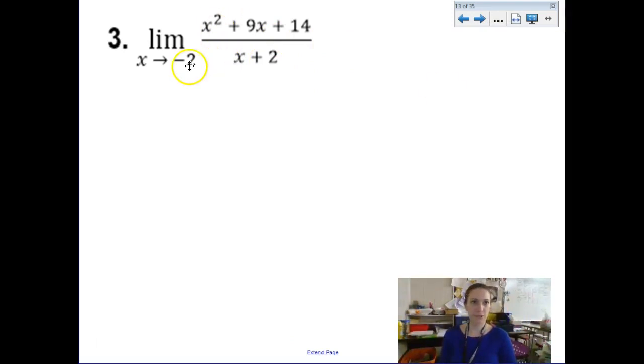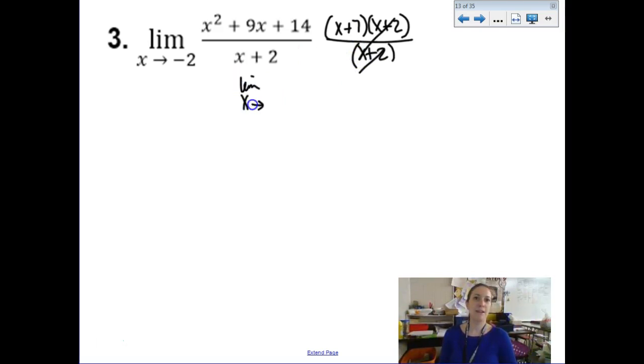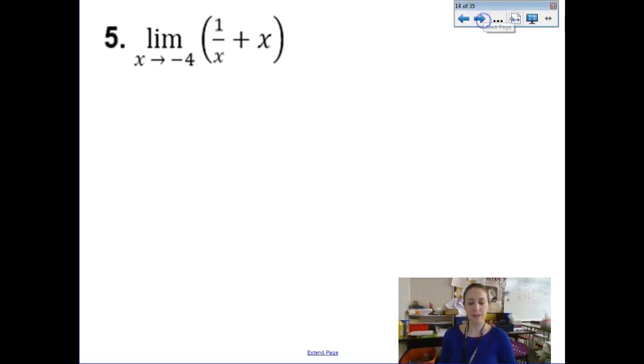So this one, direct substitution is not going to work because -2 plus 2 will be a divide by 0. So we have one of those removable discontinuities. Let's factor x plus 7 times x plus 2 over x plus 2. So we remove the discontinuity, and then we can evaluate the limit as x approaches -2 of this resulting function, which is x plus 7. So plug in a -2. -2 plus 7 is 5. So that's nice. I like not having to depend on my calculator for every single question.